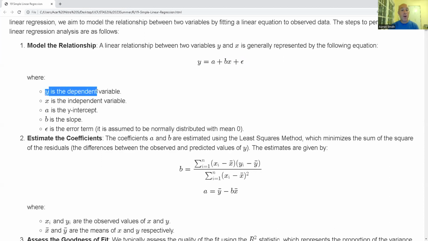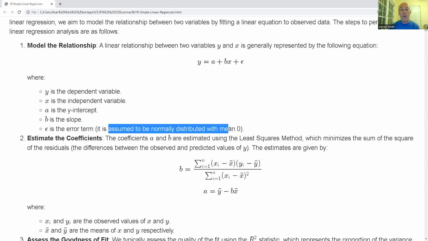Y is the dependent variable, x is the independent variable, alpha is the y-intercept, beta is the slope, and epsilon is the error term. Now, technically this is not necessary, but most of the time we're going to assume that epsilon is normally distributed with mean 0 and constant variance with respect to x. We must have mean 0 and constant variance with respect to x. But technically speaking, if I want to fit a model, I don't need the normal distribution. We'll need it for hypothesis testing.